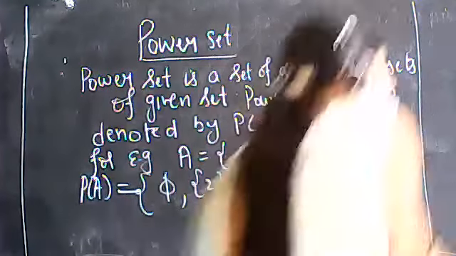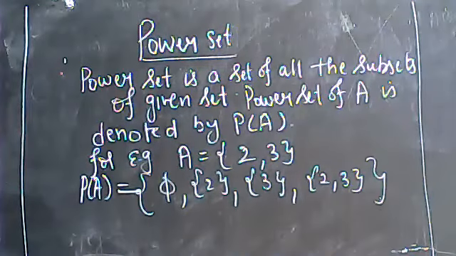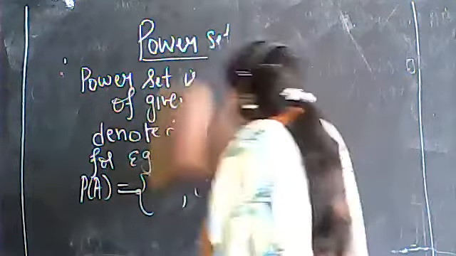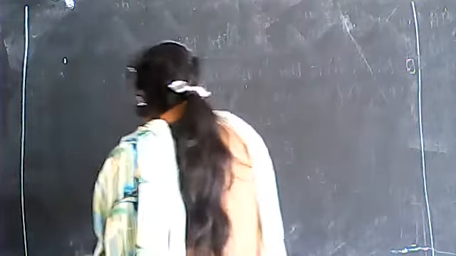So students, after this definition, next we have Cartesian product of two sets. So these are the basic definitions of sets. After these definitions, we shall discuss different laws on sets. So next is Cartesian product of two sets.